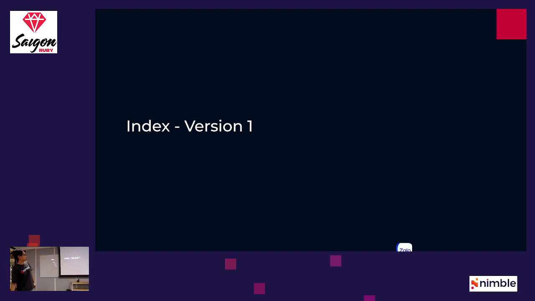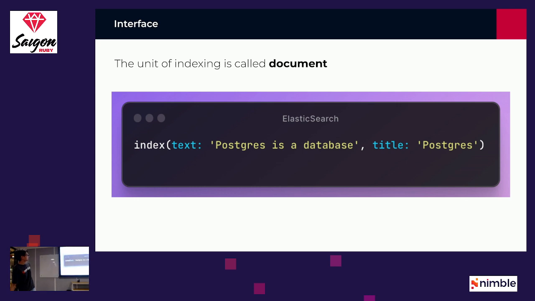Okay, let's try index. So the unit of indexing is a document. In here, you're indexing a document with two fields, text and title. Text is "Postgres is the database," and title is "Postgres." For simplicity, we're gonna allow the user to search only on the text field, to simplify the problem.